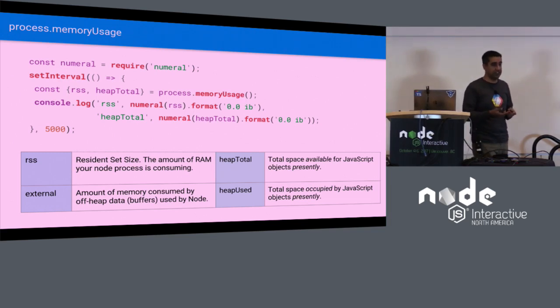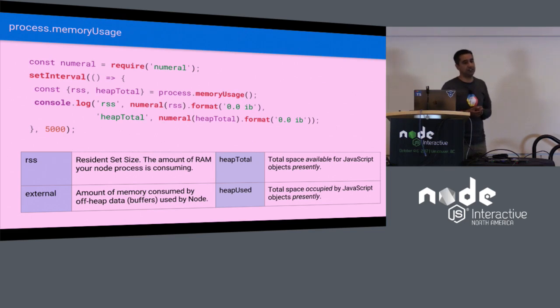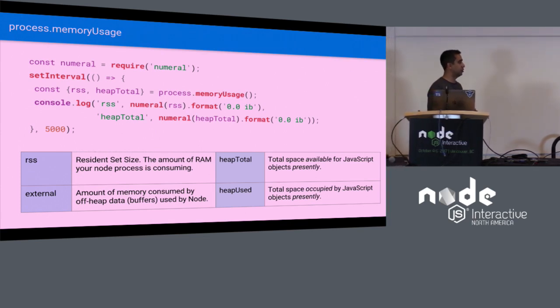So if you have a memory leak in JavaScript, you would probably see this number going up as well. Heap used is a bit more variable because it goes up and down as garbage collector works. So you can look at that as well, but heap total is probably a good enough metric to look at.